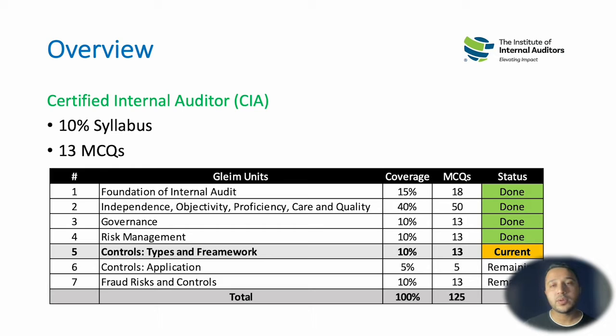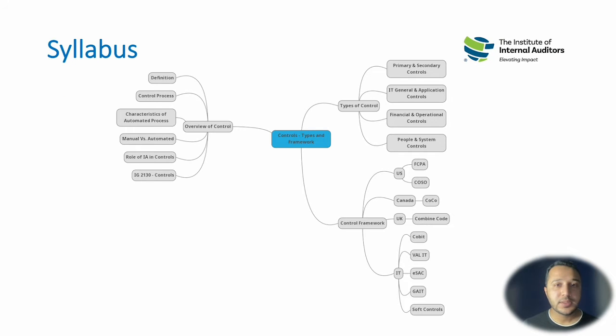And in today's discussion, we will be talking about controls and their types and frameworks. This is the graphical presentation of the entire unit. Basically, it covers an overview of control, what control is, the definition, and the control process. Then types of controls, where we will quickly go through the key types. And lastly, in this unit, we will be talking about control frameworks.